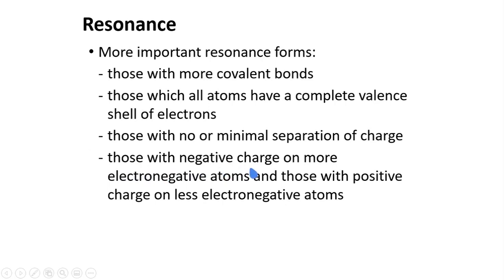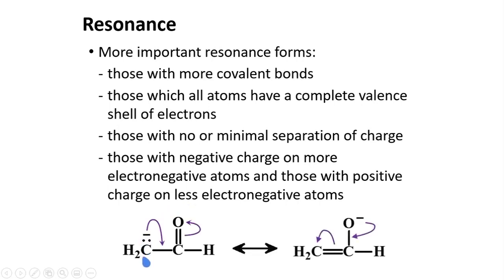Those with negative charge on more electronegative atoms and those with positive charge on less electronegative atoms are more important. This example here shows a negative charge on carbon, and if you move electrons going to oxygen, you will get another resonance form wherein the negative charge is on oxygen. They seem to be similar in terms of number of bonds, but given that oxygen here has a negative charge and is more electronegative, this makes this compound here the more important resonance form.